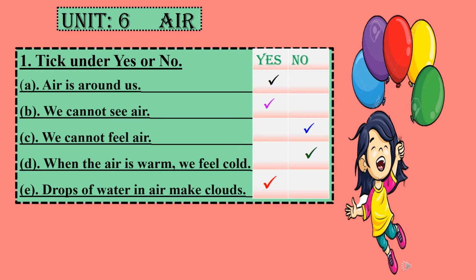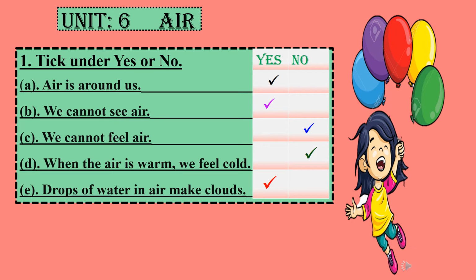Okay. Now we will start doing our work, then you will understand more about how we have to do it. I am going to read the first sentence. You have to listen to it and then tell me whether it is yes or no. Air is around us. Is it yes or no? Yes, it is correct. So we have to tick in the yes column in front of the first sentence.